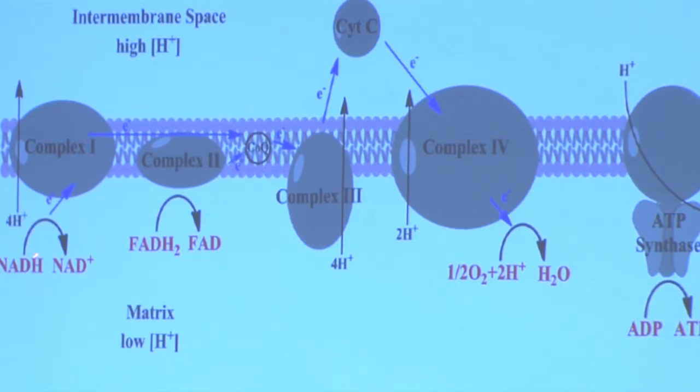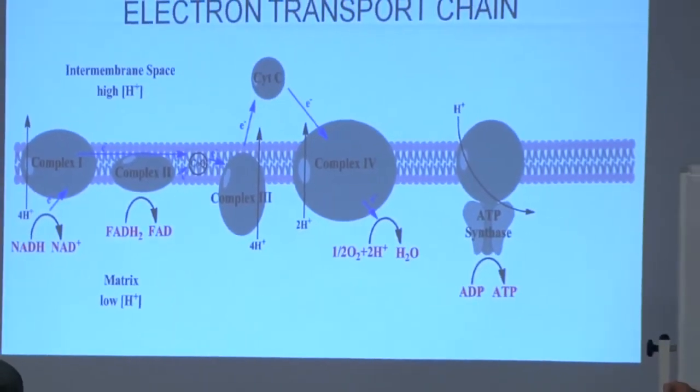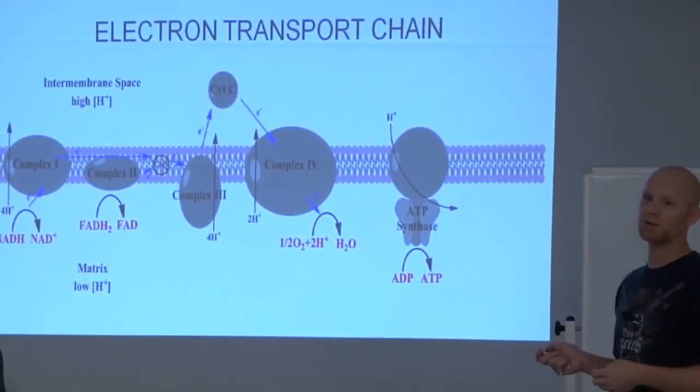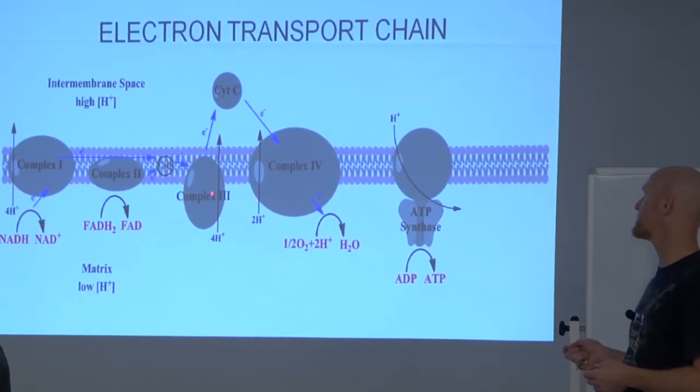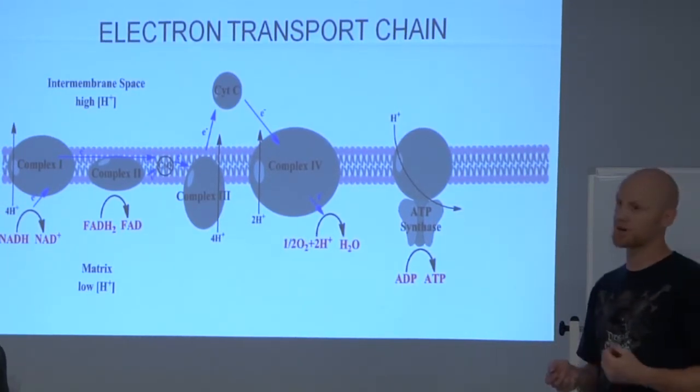So if you look at NADH, what's the order for complexes? Where do you start for NADH? 1, then to where? Then to 3, and then to 4. How do you get from 1 to 3? Through coenzyme Q. How do you get from 3 to 4? Through cytochrome C. So now we're filling in some of the pieces, and we're going to get more detailed as we go.